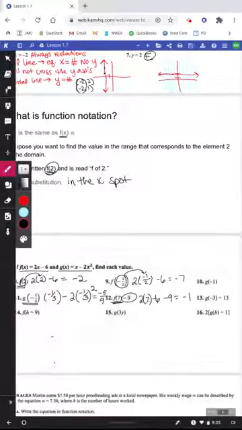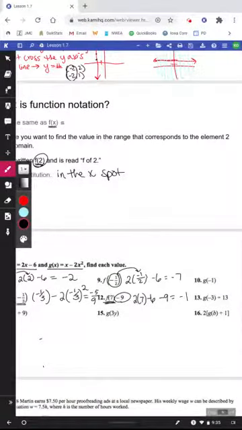Same thing on this one. I'm going to do the g function this time. I'm going to substitute in -3. So -3 minus 2, parenthesis, -3 squared. And then behind that, I'm going to add plus 13. And I get -8.